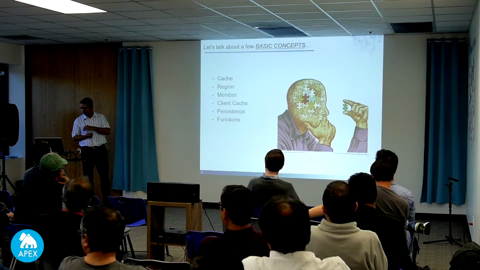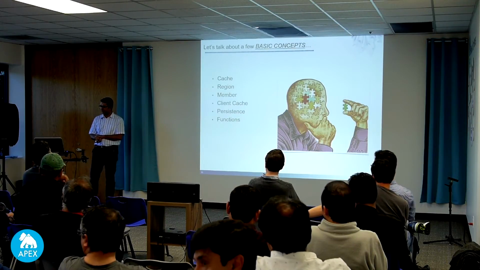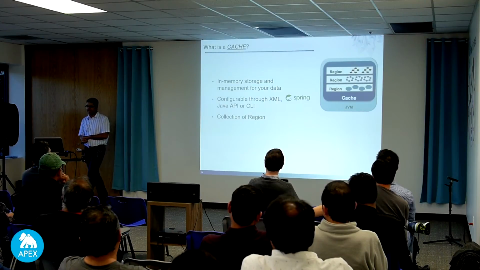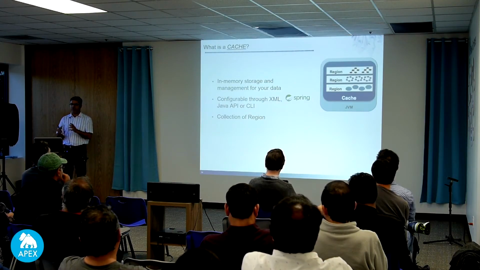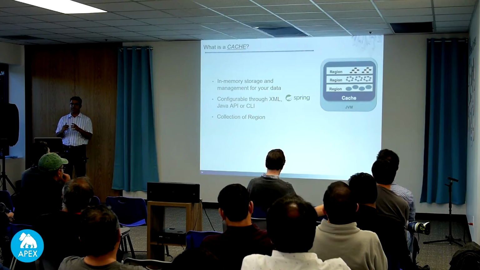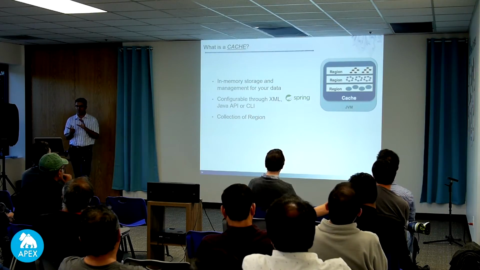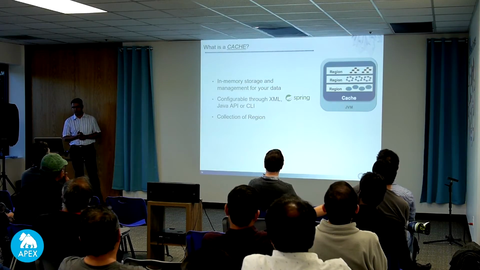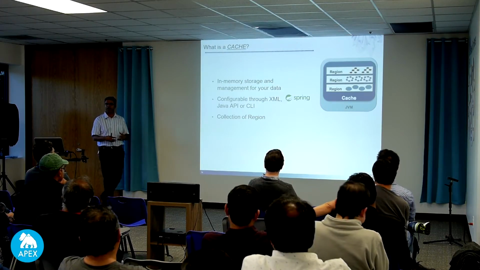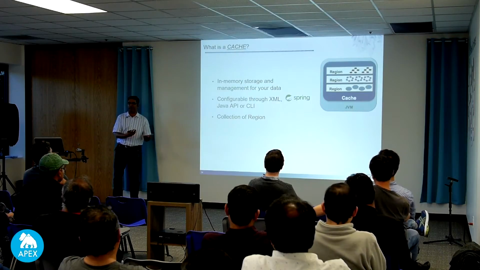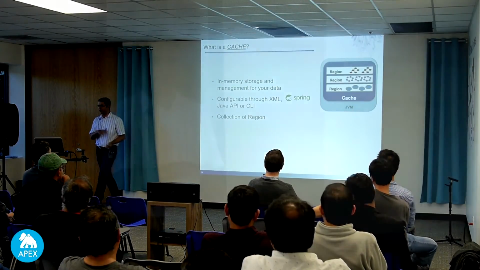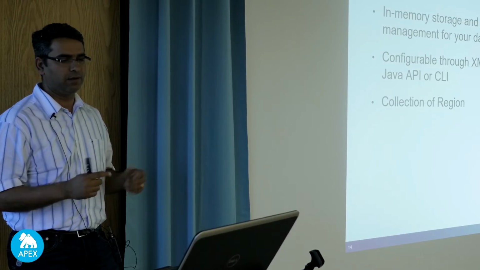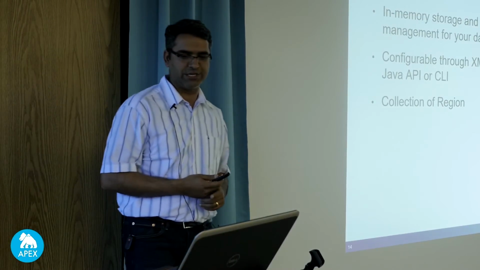So you saw some of those, but let's dig deeper into what a cache, a region, and a member are. Think of a cache as a unit in which you would store all the data, a unit of data management, right? And you can configure that through different options. You can have it statically configured through an XML definition or any kind of descriptive language. Or you can programmatically change that through Spring or Java APIs, or even from a command line. You can make those changes.